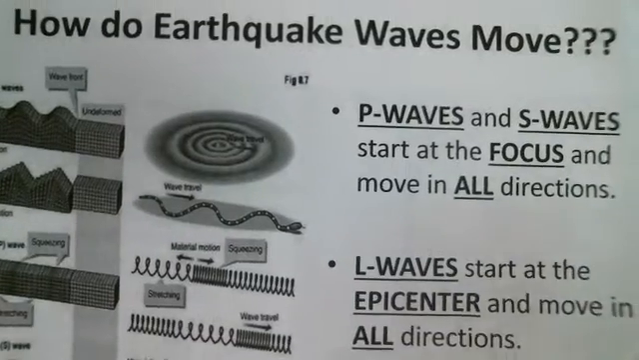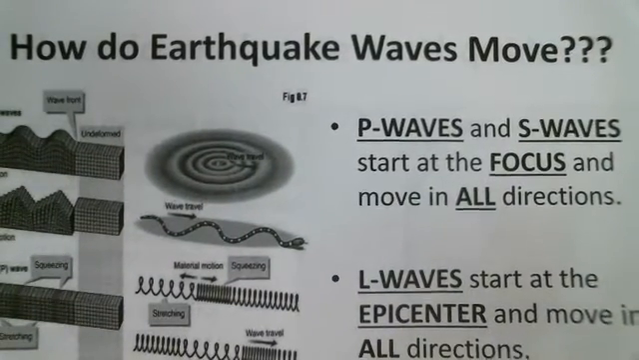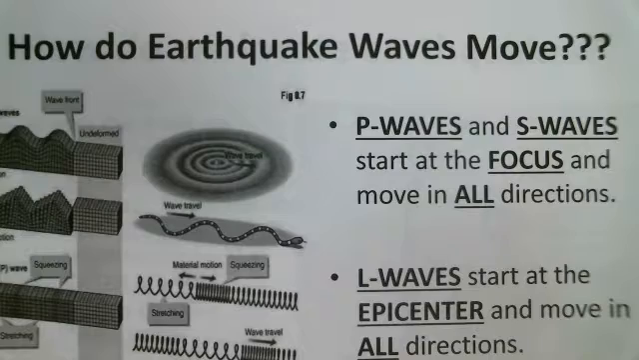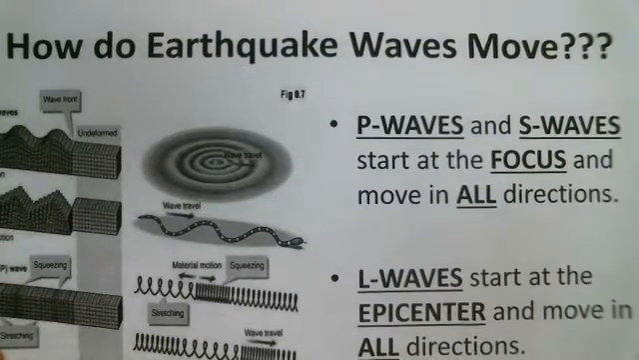So how do earthquake waves move? The P waves and the S waves start at the focus and move in all directions. The L waves start at the epicenter and then move in all directions.